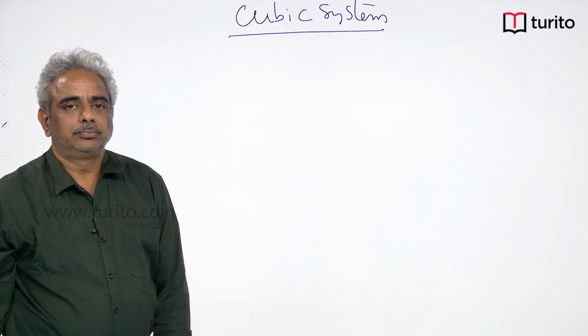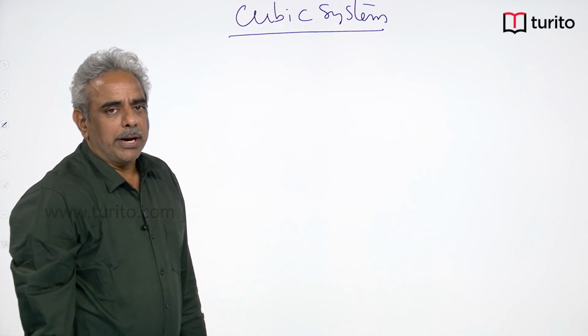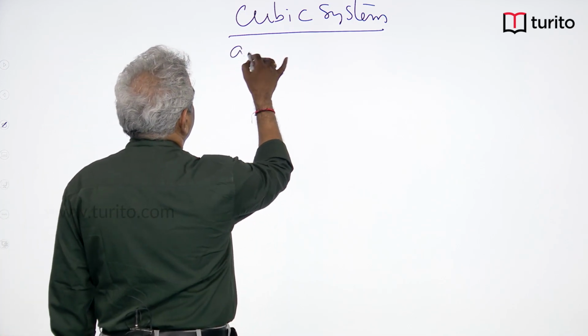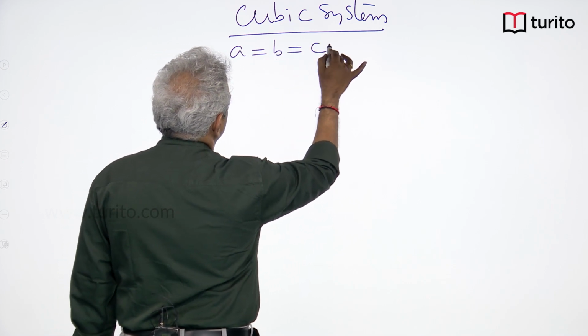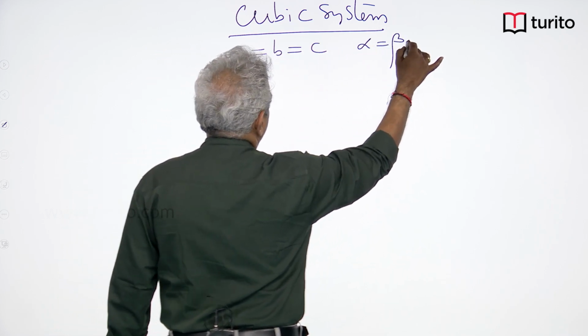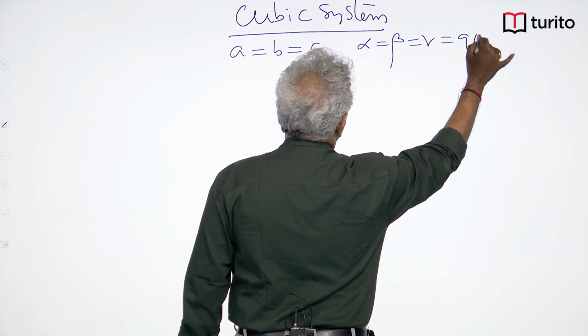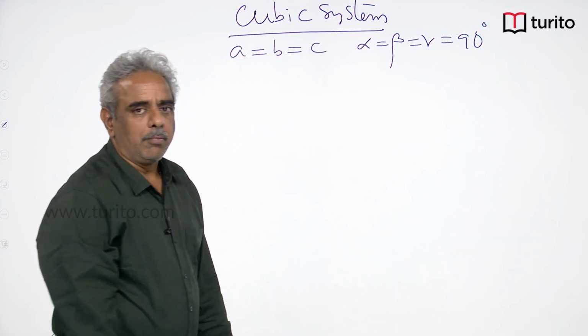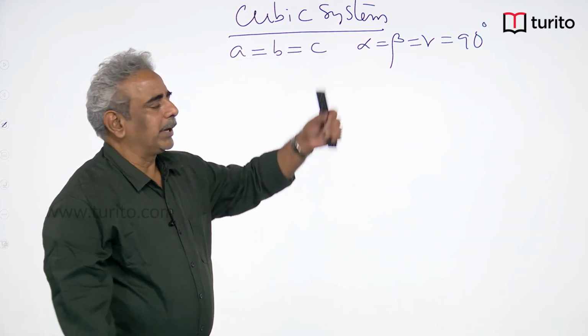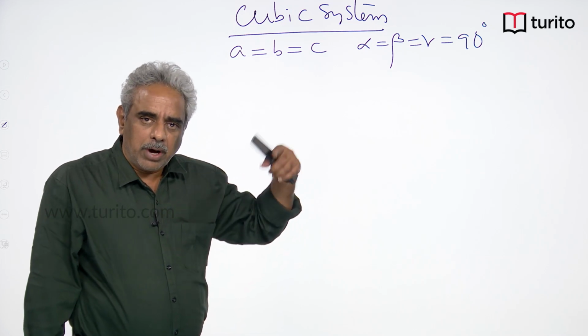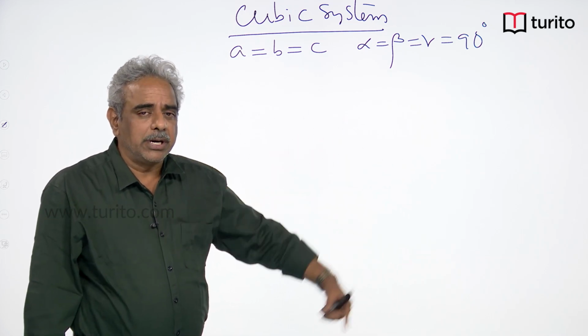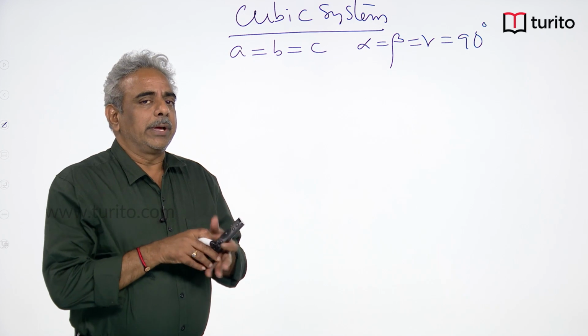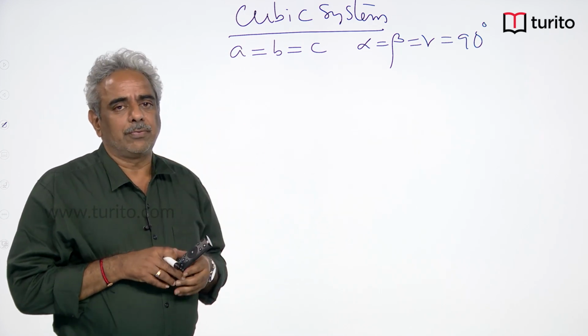Cubic system. You all are aware of the fact it is described by a = b = c, alpha = beta = gamma = 90 degrees. So this is a cubic crystal system, and we have already thoroughly discussed repeatedly that the cubic crystal system has got 3 varieties of unit cells.